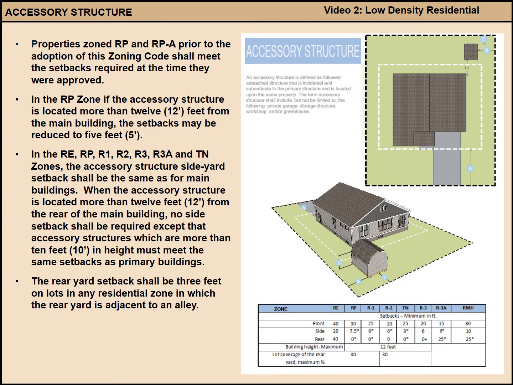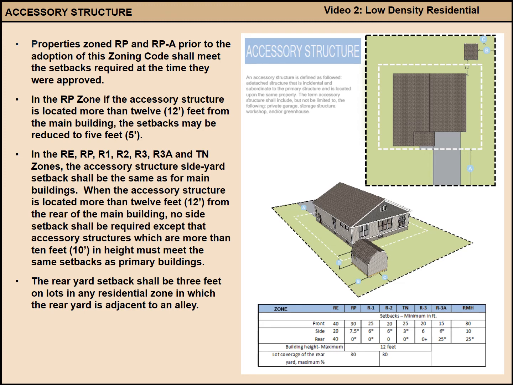For accessory structures, we haven't proposed to change much. And again, for properties currently zoned RP and RPA, these changes won't apply. The setbacks actually remain the same for accessory structures, where the rear yard is 0 feet and the side yard can be reduced to 0 feet when it is at least 12 feet behind the main structure.